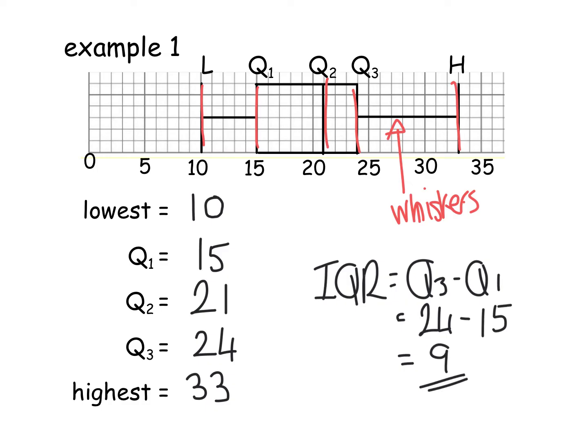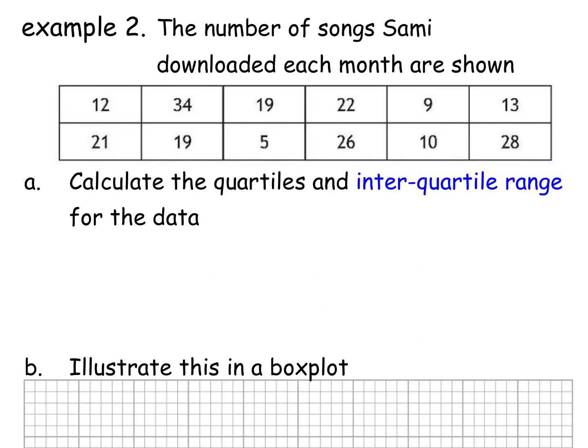Okay, let's get into the real examples then. There are normally quite a few parts to these, and I'm just going to work you through them the same way as you might be asked in an exam. For question 1, this question is about Sammy downloading some songs. The number of songs he's downloaded each month has been shown in this little table. The first thing that's annoying me is they're not in a nice ordered list, so I'm going to put them in an ordered list.